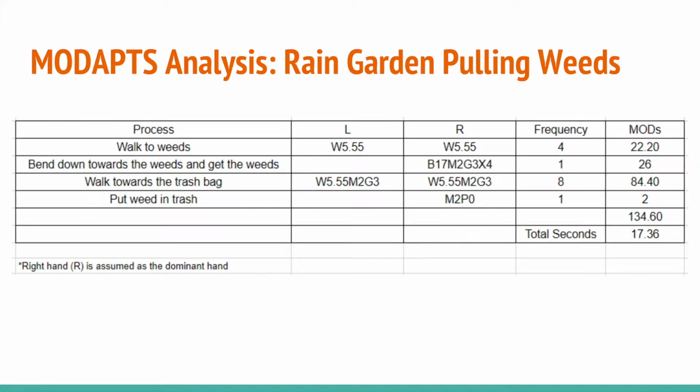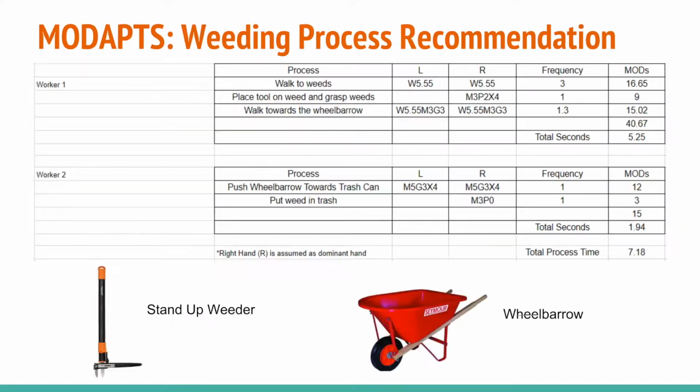For our MODAPs analysis, we condensed the original weeding process into 4 sub-processes: walking to the weeds, bending down and getting the weeds, walk towards the trash bag, and put weeds in trash. The original weeding process takes 17.36 seconds with a total of 134.60 mods.